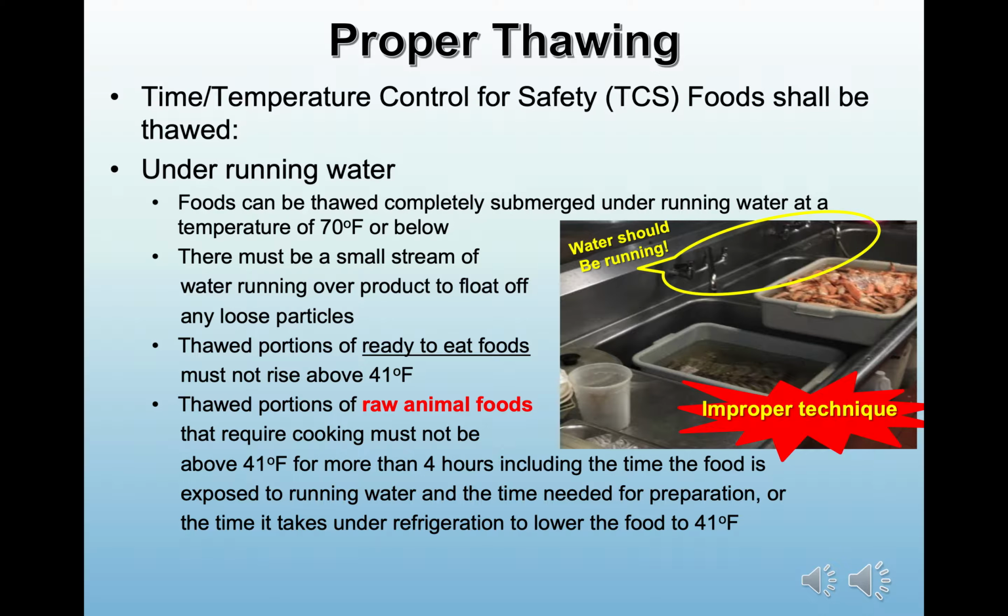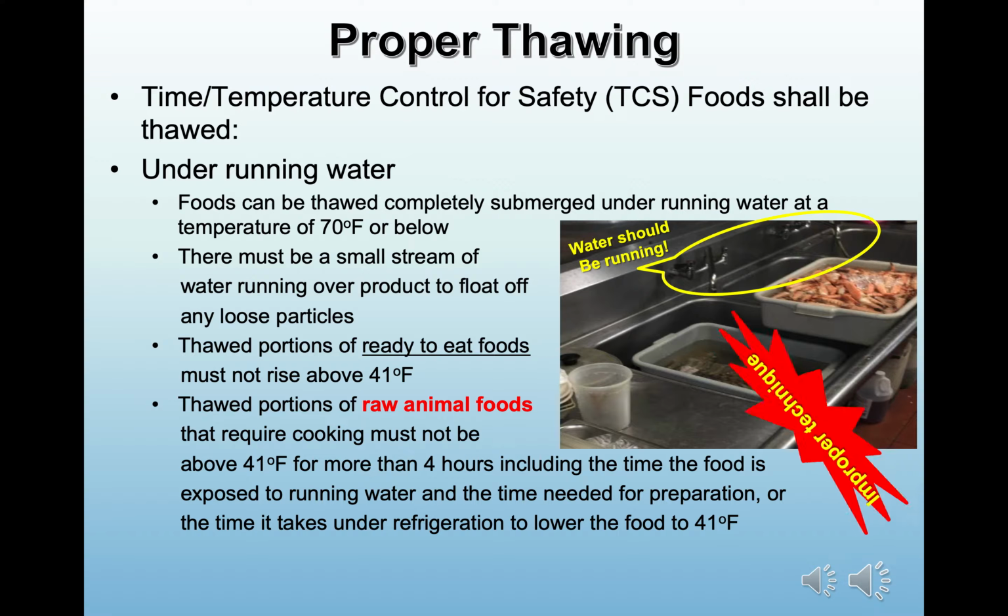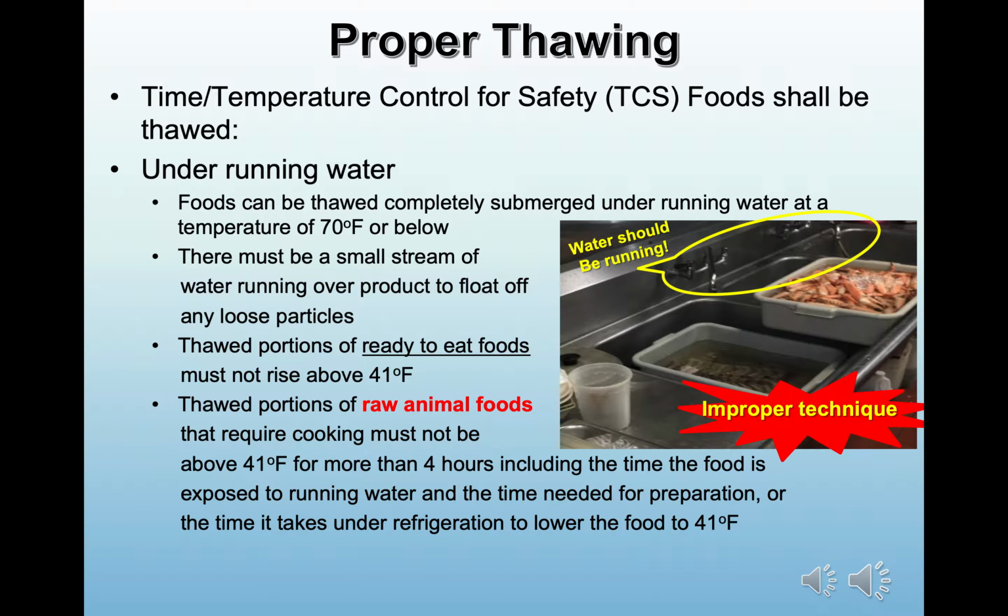In the picture on this page, we can see some shrimp that has been left in a tub of water to thaw. This is an example of an improper thawing method. Running water must be present to remove any particles that become loose from thawing so as not to contaminate the food and potentially cause foodborne illness.